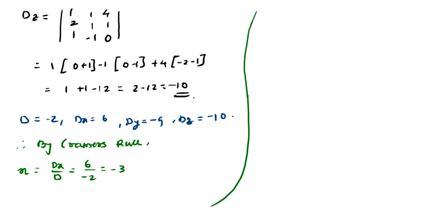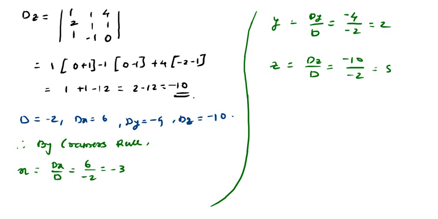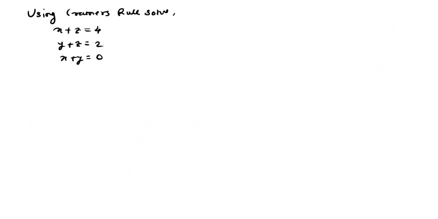Okay, y is equal to dy upon d. dy is minus 4 upon d, which is 2, and z is equal to dz upon d. dz is minus 10 upon d, minus 2, which is 5. So we got the solution for the given system of linear equations.